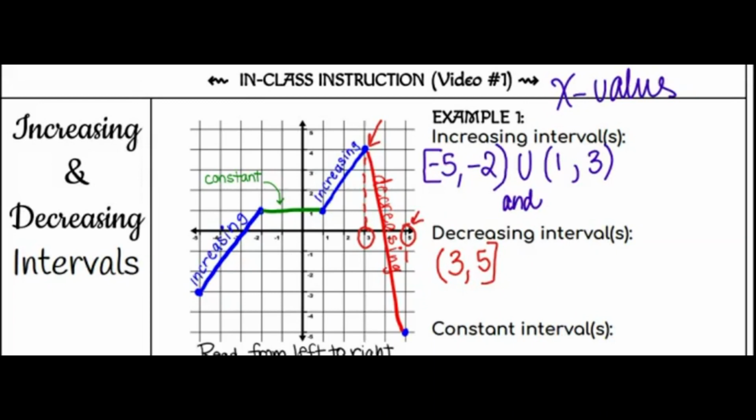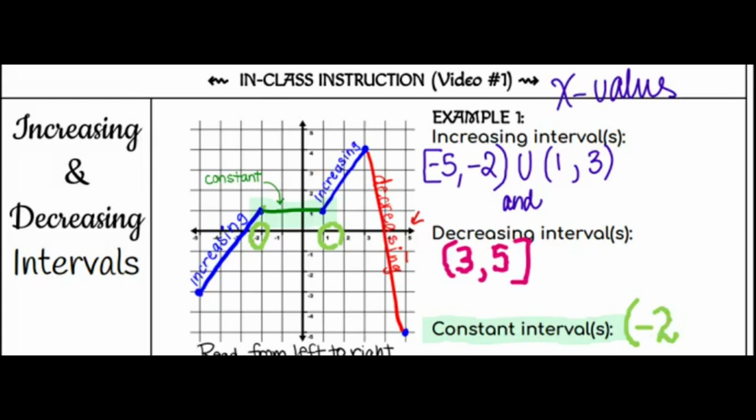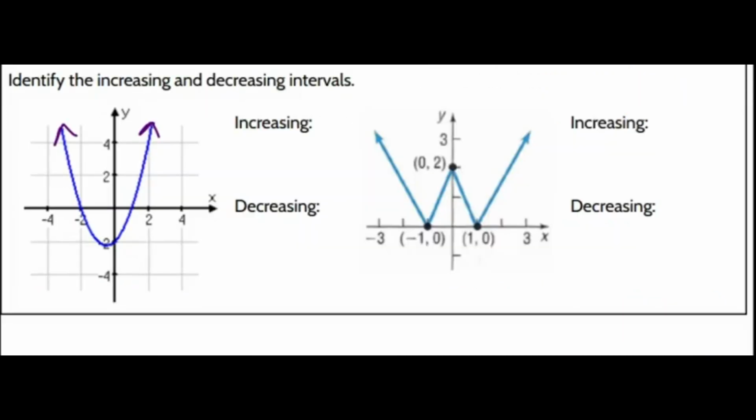Lastly, I have a constant interval. Let's do that one next. I see that it starts being constant at -2 and it ends at 1. So we're going to use a parentheses again because it's being shared from -2, and a parentheses again because the 1 is also being shared with the increasing interval. I have two more examples to do with you here. The first one is this on the left.